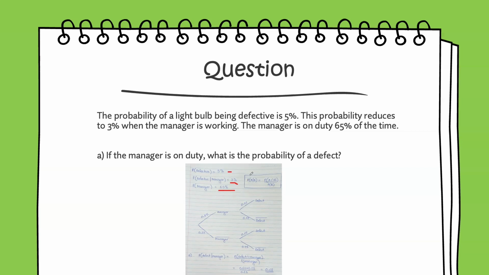Okay, so those are our three pieces of information, or the three numbers that we're given. And I'll write down the conditional probability formula here, which states the probability of A given B is equal to the probability of A and B happening divided by the probability of B.